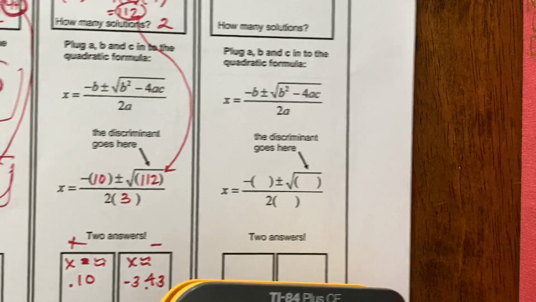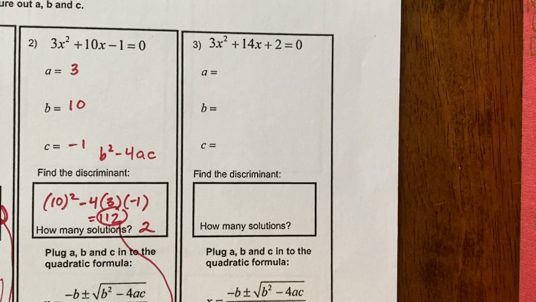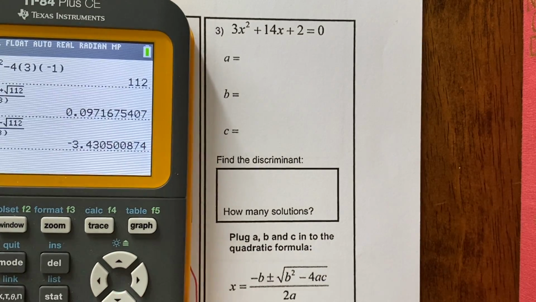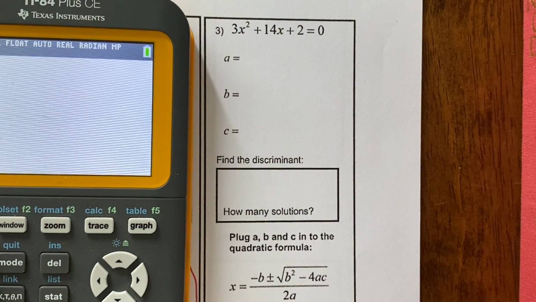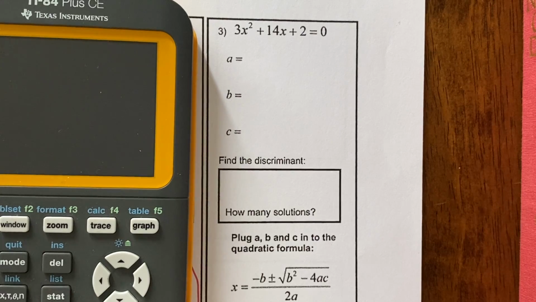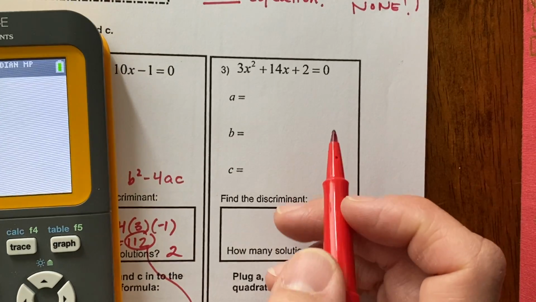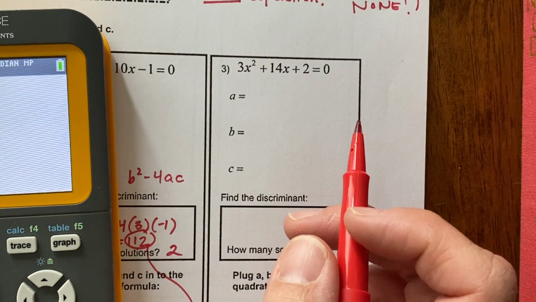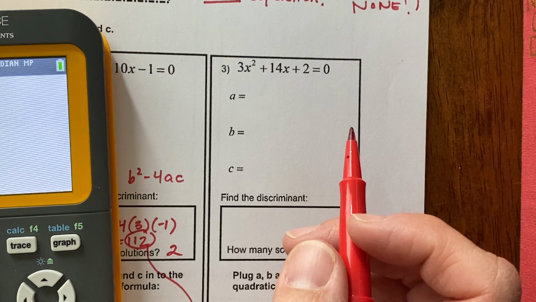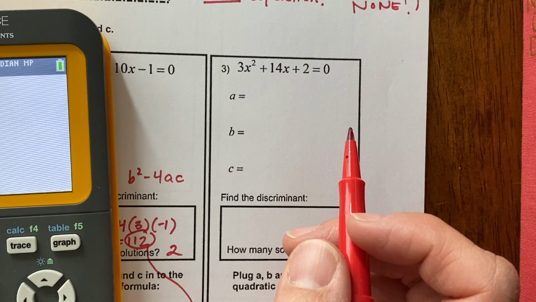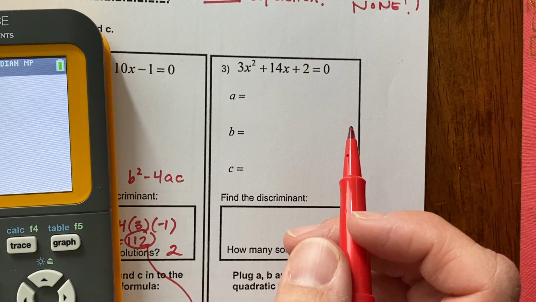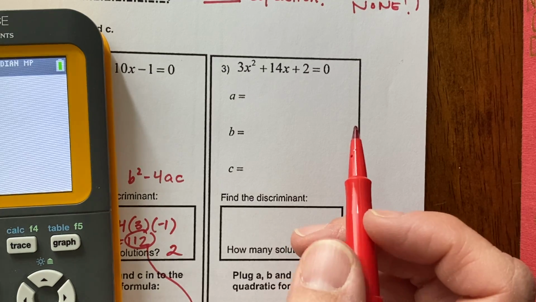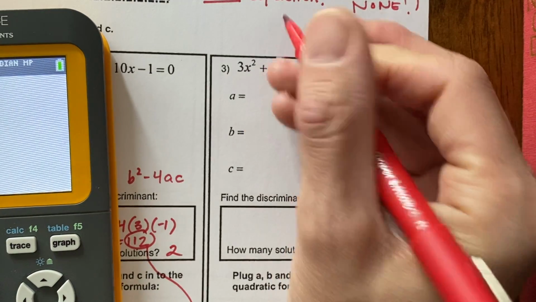All right, so I'm going to show you one other way of doing this where you don't, if you don't want to, have to find the discriminant first. You can put all of it in your calculator, okay? So if you want to try to do this, you can. I would suggest being incredibly careful with parentheses. So we'll do it that way real quick.